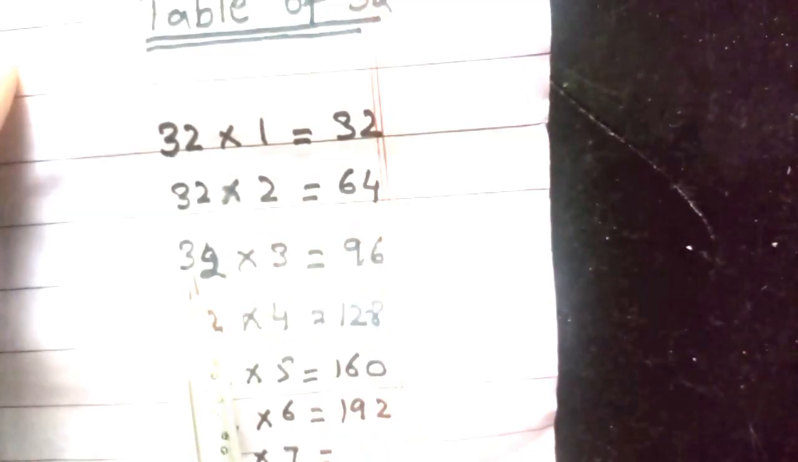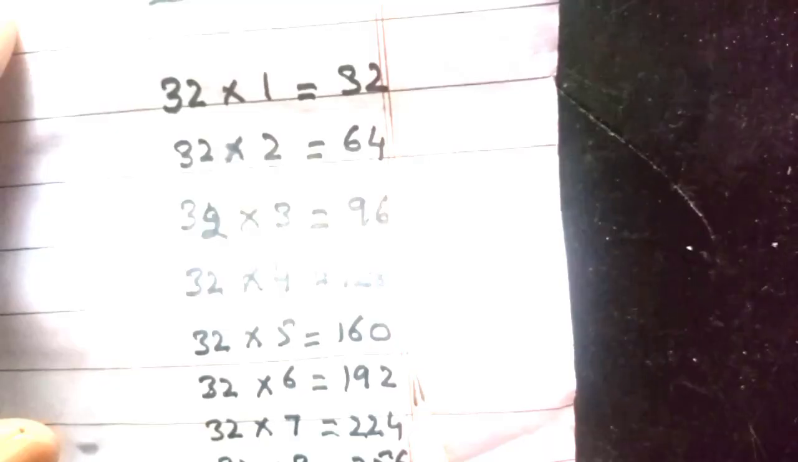32 ones are 32. 32 twos are 64. 32 threes are 96. 32 fours are 128. 32 fives are 160.